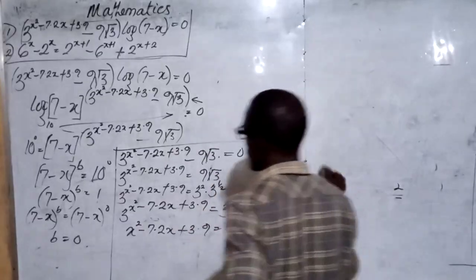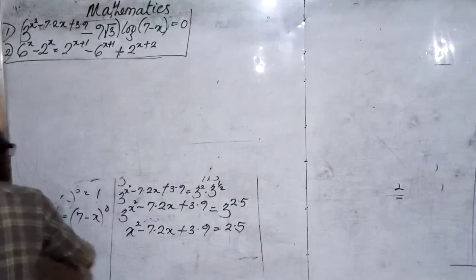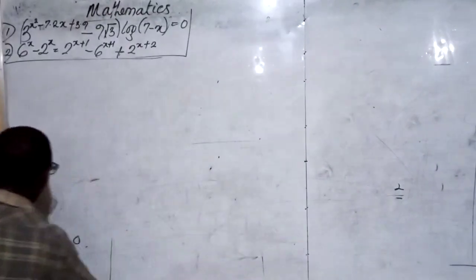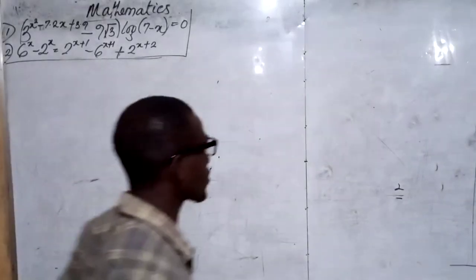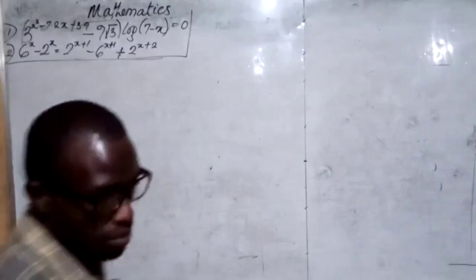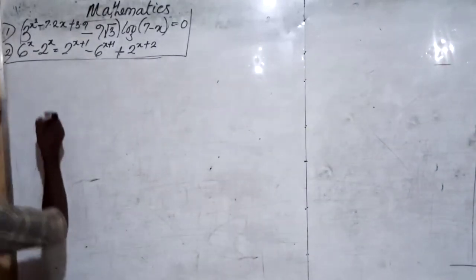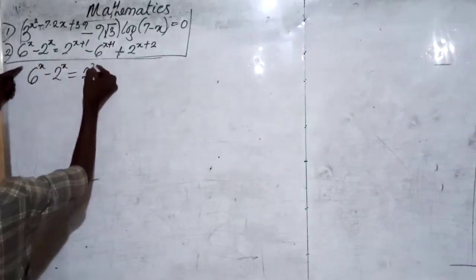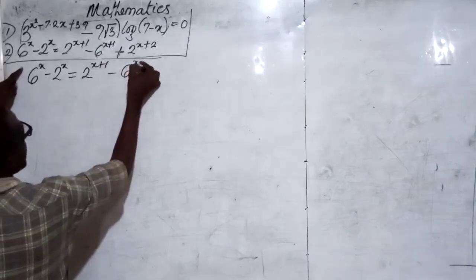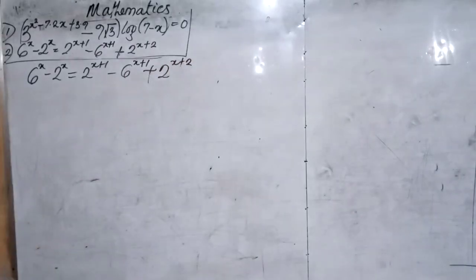For the second question, so I think the second question is simpler because it looks shorter. Anyways, that it is short doesn't mean it's simple, but it's all simple. I mean, exponential equations are simple. So we have 6 raised to x minus 2 raised to x equal to 2 raised to x plus 1 minus 6 raised to x plus 1 plus 2 raised to x plus 2.